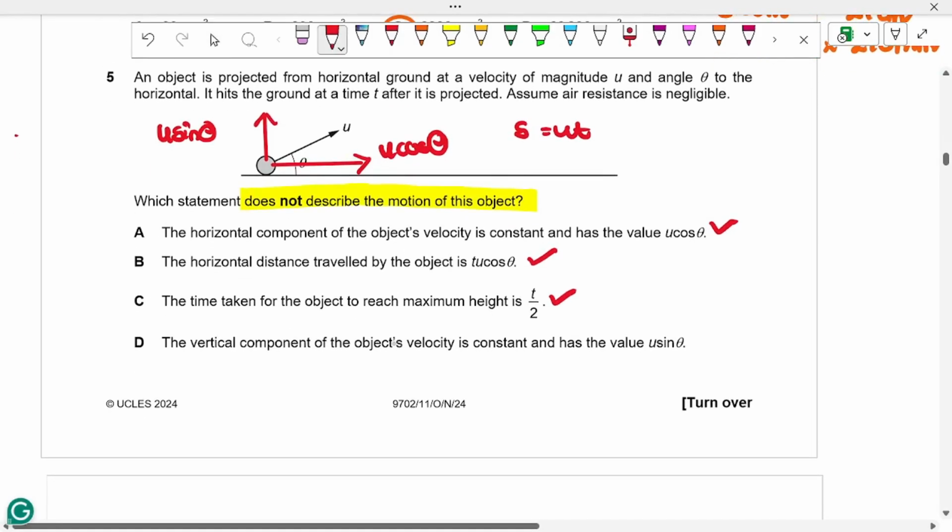The vertical component of the object's velocity is constant. It can't be constant because remember, we have weight. We have the weight of the ball. So acceleration due to gravity pulls the thing down, and that affects the magnitude of the vertical velocity. So it can't be constant. It is u sine theta, true, but it can't be constant. So it does not describe the motion, and the correct answer would be D.